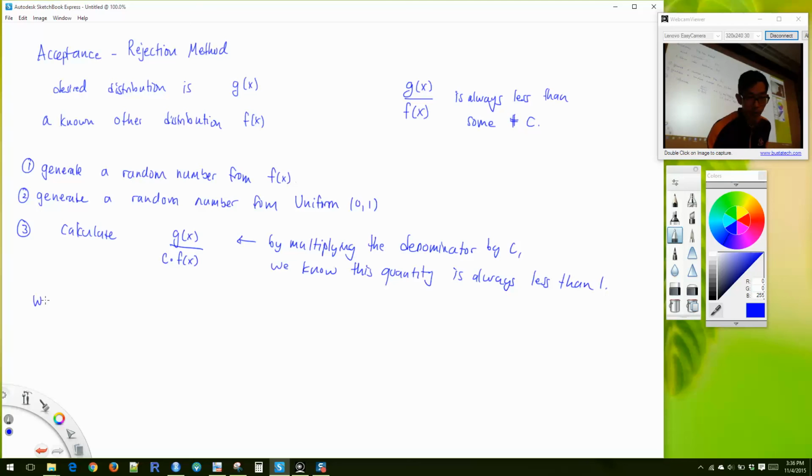so we compare u with this quantity here. Oh shoot, sorry, we generate a random number from f of x. I need to say this is y, I apologize. And then we compute this quantity here. So we plug y into the function g and into the function f.